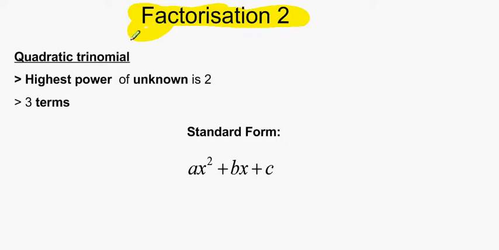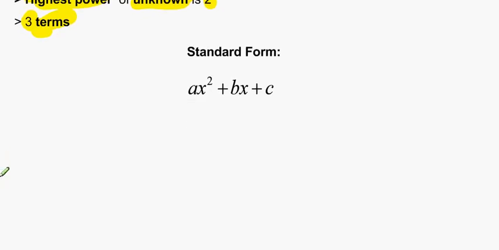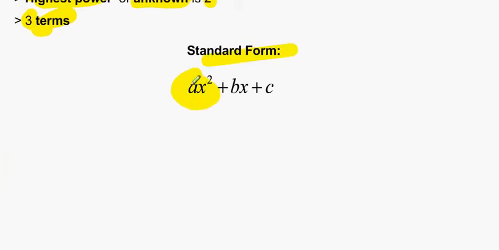The first thing we need to know is a quadratic trinomial. What is a quadratic trinomial, right? A quadratic trinomial has the highest power of its unknown. The unknown can be anything which we don't know, for example x, and the highest power would be 2, so it would be something to the power of 2, right? We also know that the quadratic trinomial has 3 terms. So the standard form of a quadratic trinomial is ax squared plus bx plus c, or plus a constant value.